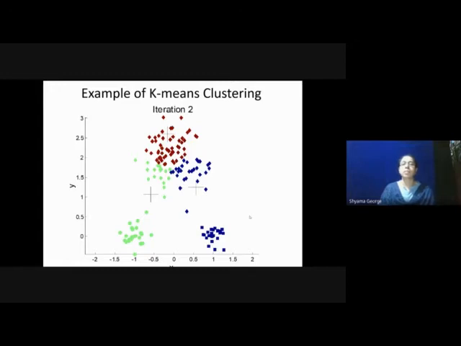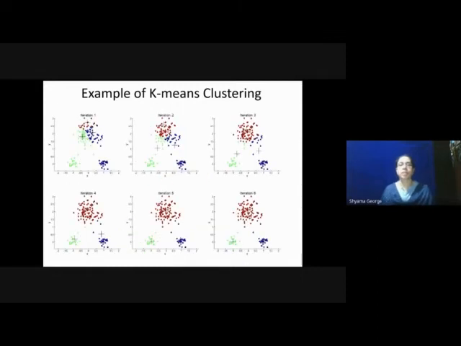In iteration 2, some more points are again included in the cluster. After the third iteration, more points are included in that particular cluster. Then the fourth iteration, fifth iteration, sixth iteration. Points are more concentrated. So there are different iterations in the k-means clustering algorithm.